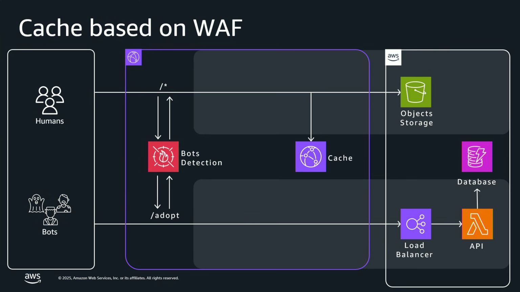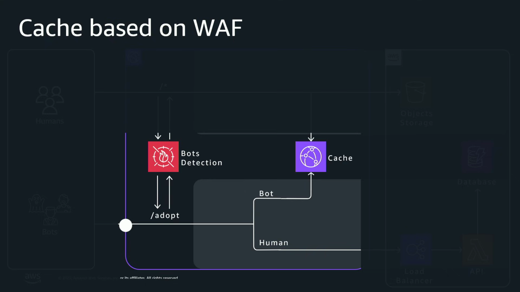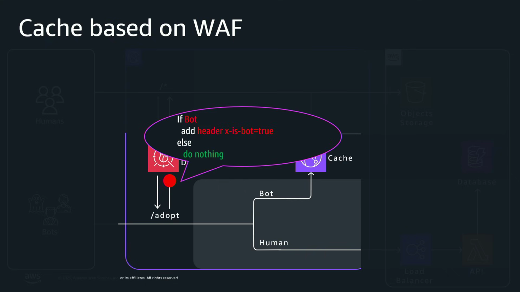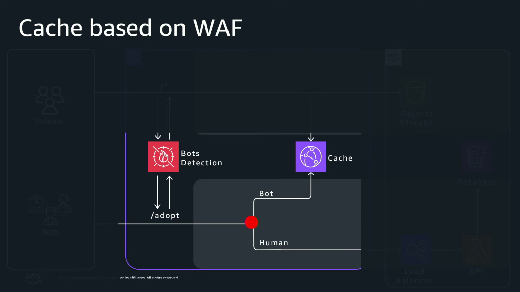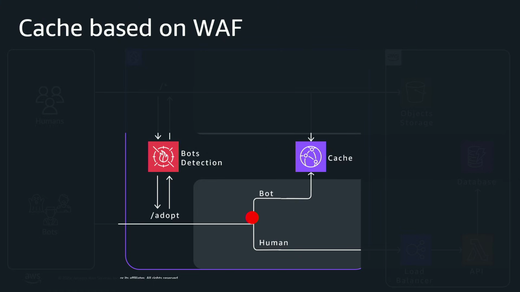What does this look like in the architecture? We now have two different paths. The request comes in, and instead of outright blocking it, we are going to add the X is bot true, else do nothing. And then as it goes through and hits our caching policy, the bot is going to be redirected to our CloudFront cache.